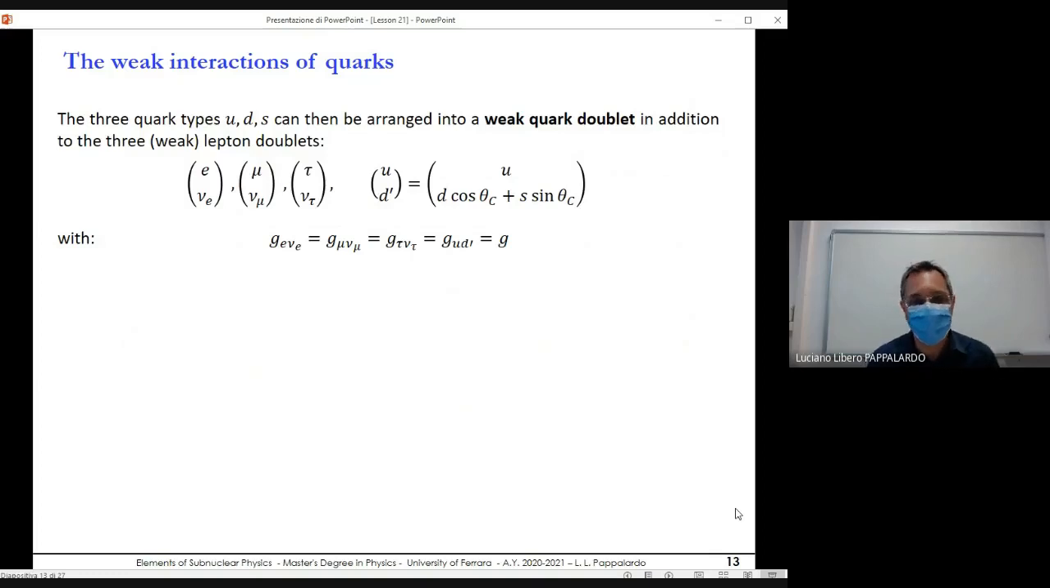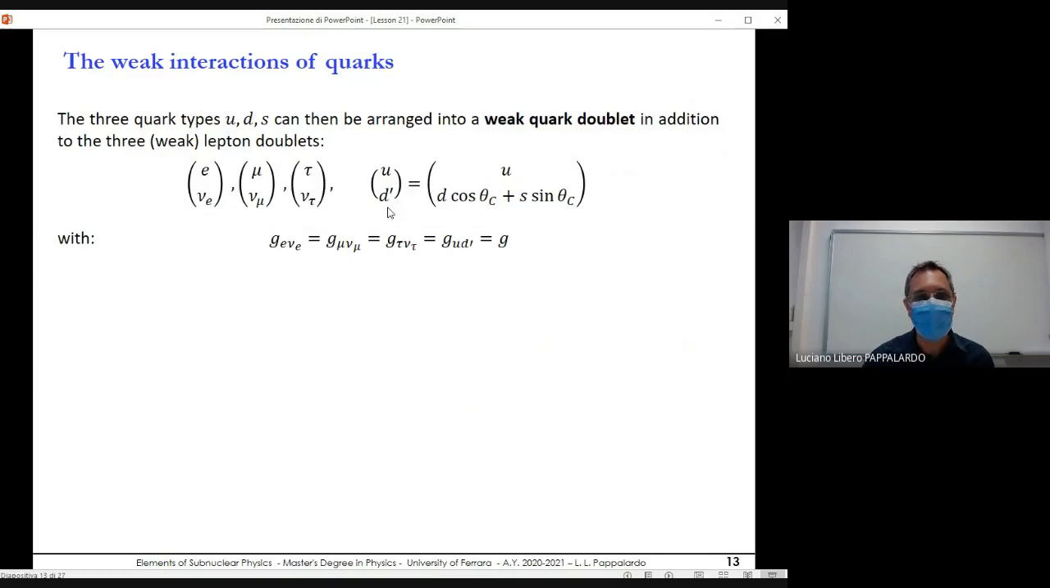So having said that, we can now arrange the quark weak eigenstates, those that indeed participate in the weak interaction, in the form of a doublet, in the same way we implicitly did already for the leptons. For the leptons, we have electron, neutrino, muon, neutrino, tau, neutrino, and for the quarks we have U, D prime, where D prime is this combination. So these are the two weak eigenstates of the first two up and down.